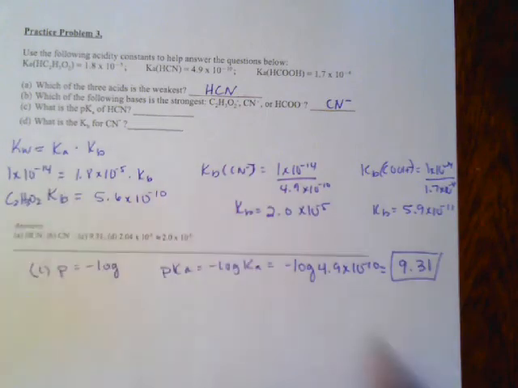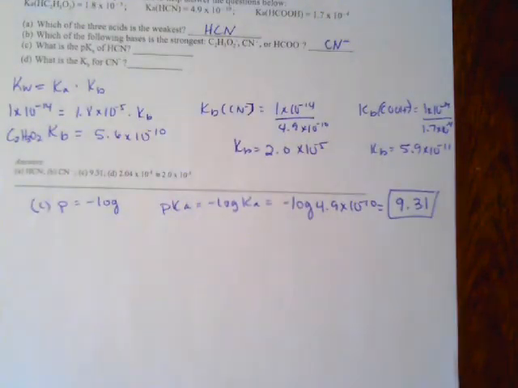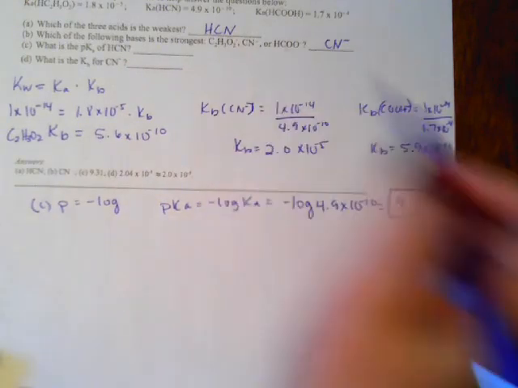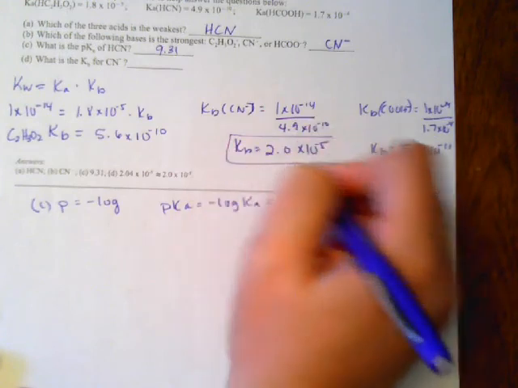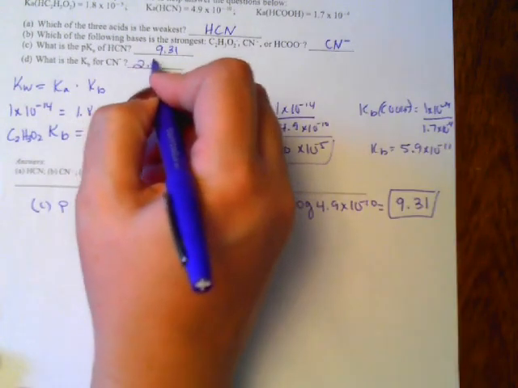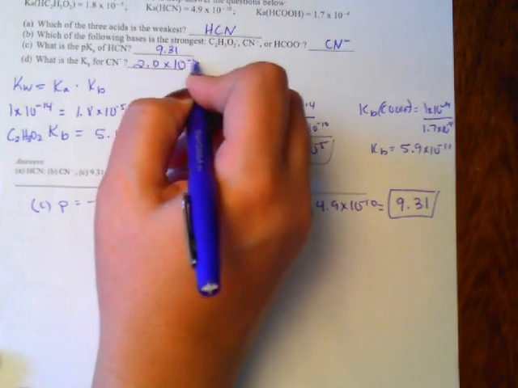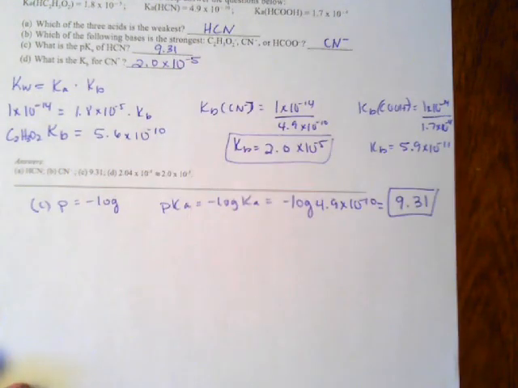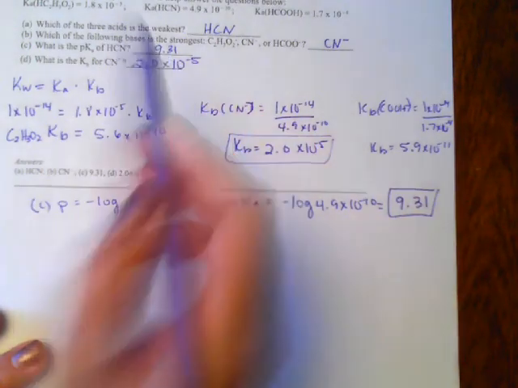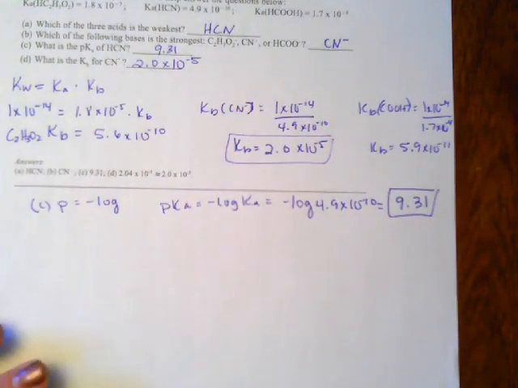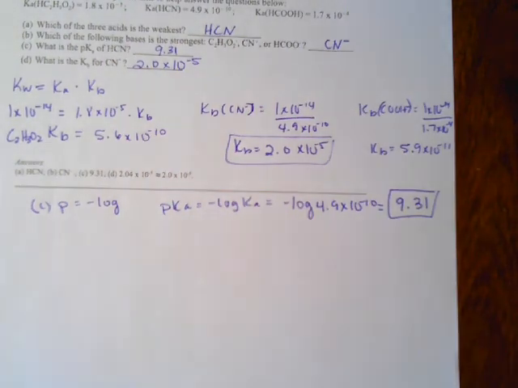And then what is the Kb for CN minus? Well, we just calculated that right here. Right? 2.0 times 10 to the minus 5. And of course, if we want to find a pKb, we can either take the negative log of the Kb, or we could just subtract 14 from the pKa and get the same answer. Alright, so we'll be practicing this more in class when we meet next.